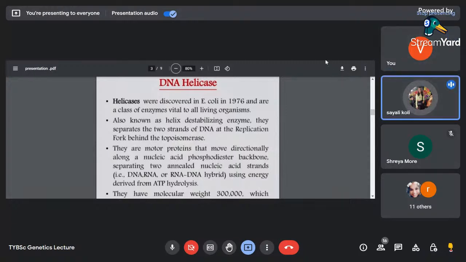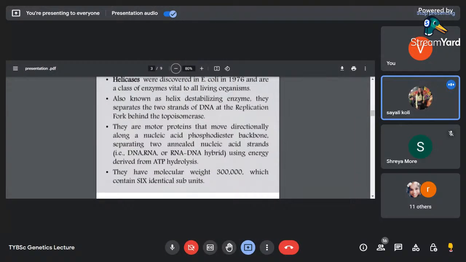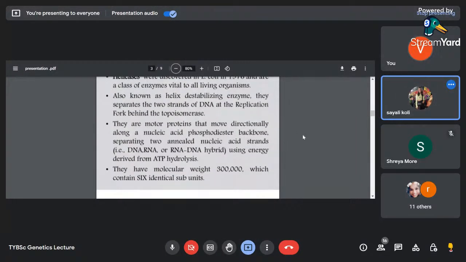They are motor proteins that move directionally along a nucleic acid phosphodiester backbone, separating two annealed nucleic acid strands, that is DNA, RNA, or RNA-DNA hybrid, using energy derived from ATP hydrolysis. They have a molecular weight of which contains 6 identical subunits.